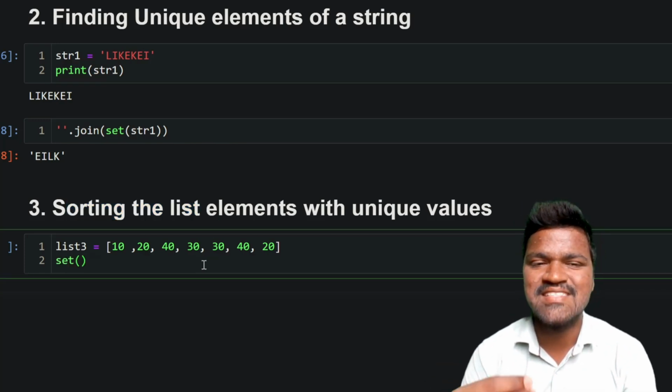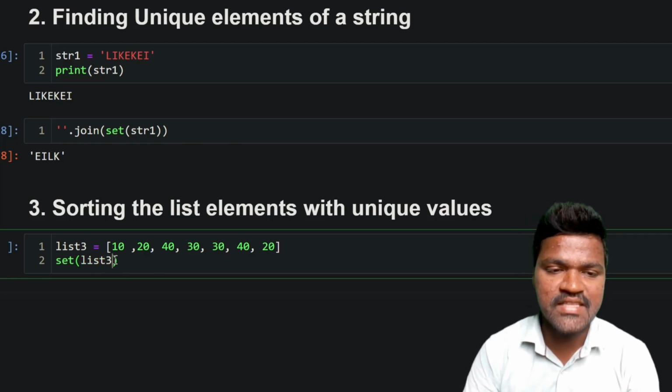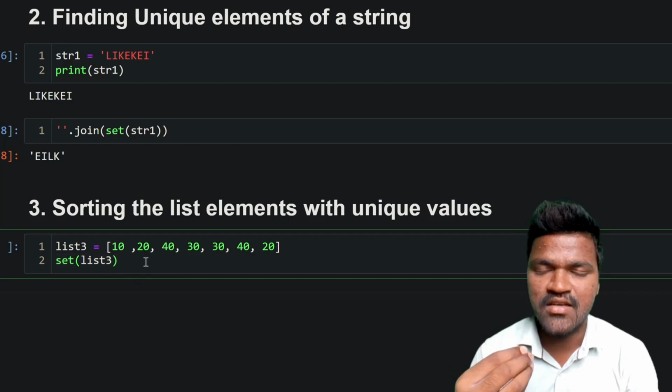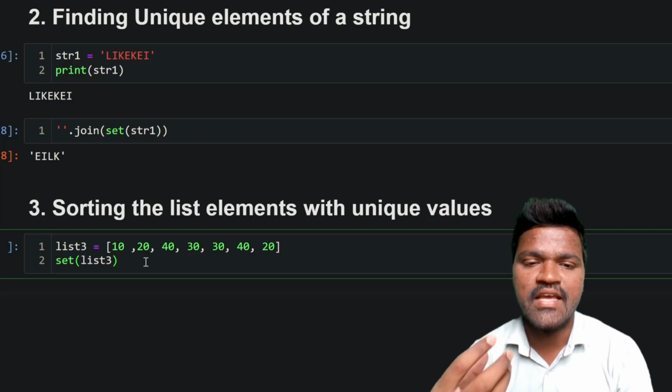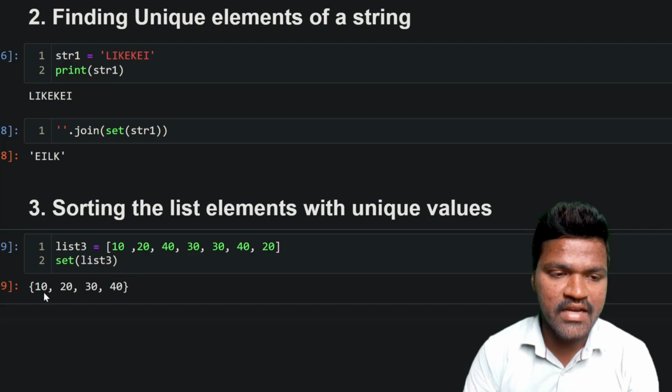I am taking this particular set method and I am passing list 3. So by doing this, we are able to get a set with all the unique elements, right? So after that, what we need to do is that we need to get the sorted elements, right? So first I will execute this. We are getting the elements which are 10, 20, 30, 40.